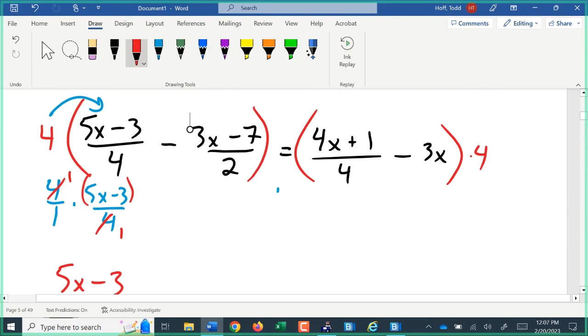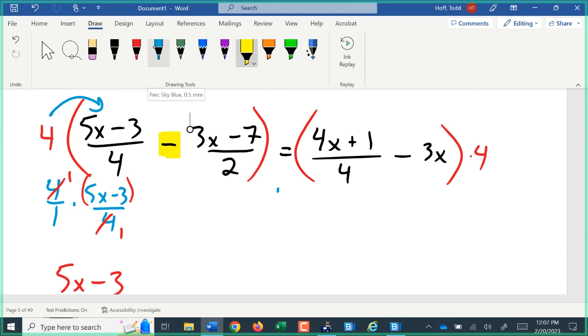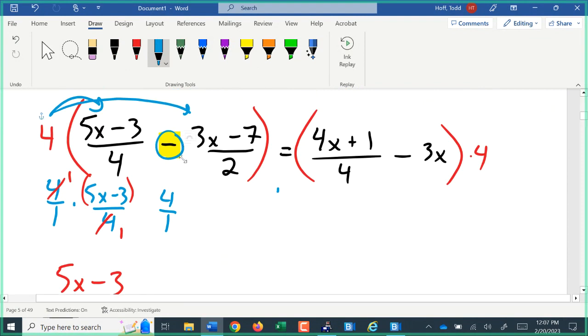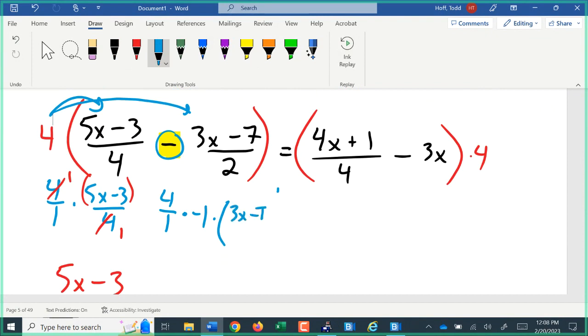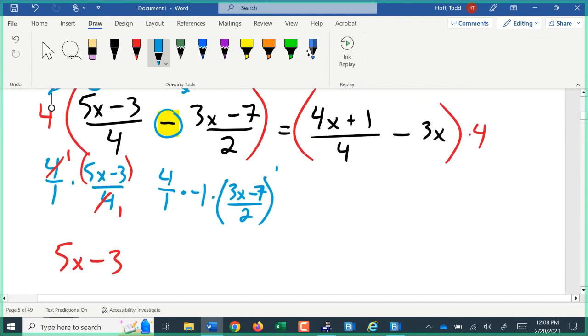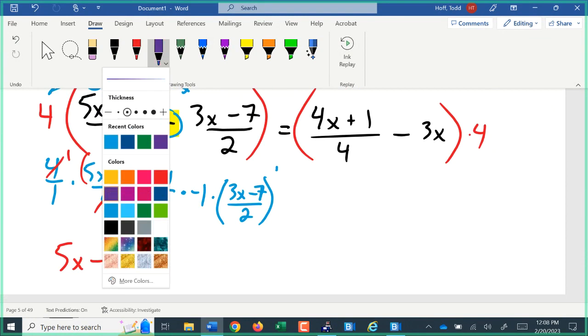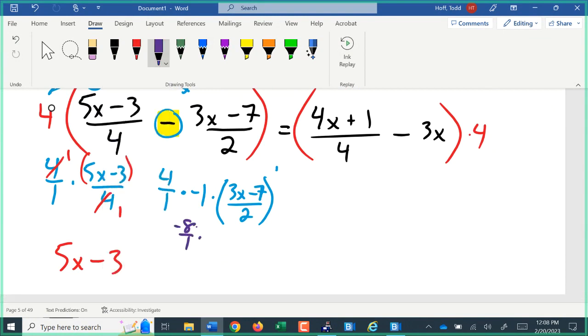The difficulty comes in the second step. We have a minus in front of this, so we have to treat that. This is 4 times that, 4 over 1 times. Remember, this minus in front meant it was a negative 1 times that. So times a negative 1 times 3x minus 7 over 2. So what I'm going to do is combine the 4 times negative 1 first. This is negative 8 over 1 times 3x minus 7 over 2.